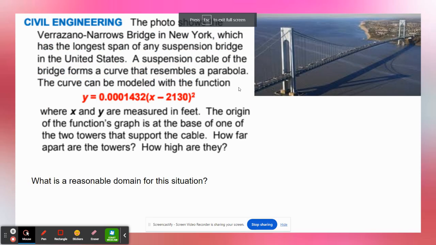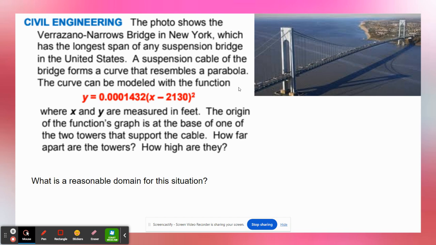All right, next question. Civil engineering. The photo shows the Verrazano-Narrows Bridge in New York, which has the longest span of any suspension bridge in the United States. A suspension cable of the bridge forms a curve that resembles a parabola. The curve can be modeled with the function y equals 0.001432 parentheses x minus 2,130 squared, where x and y are measured in feet.